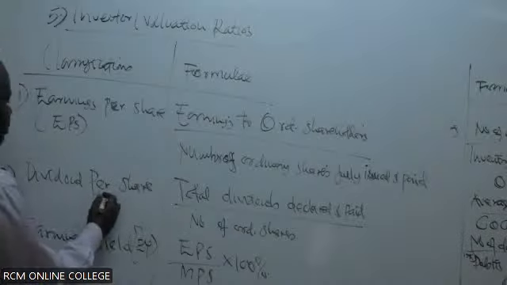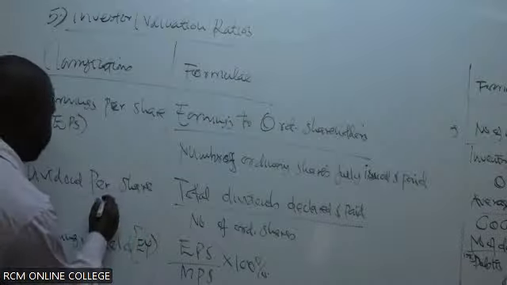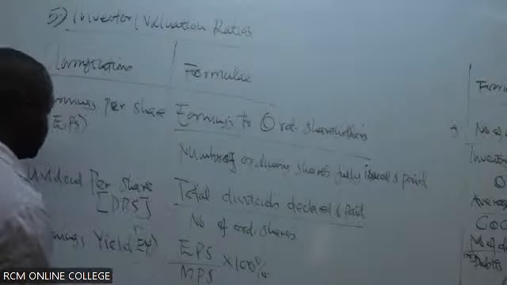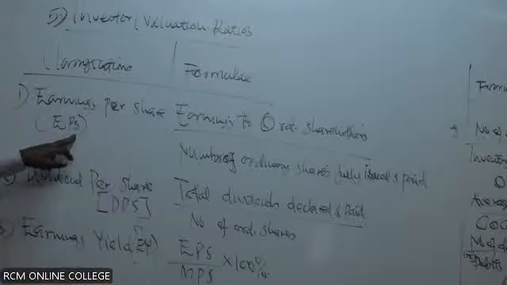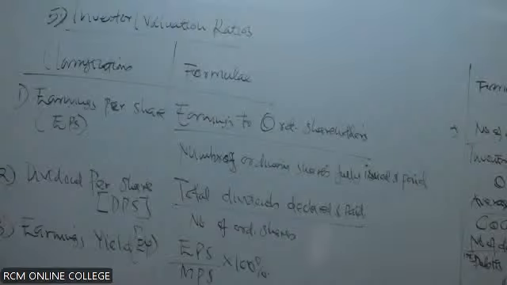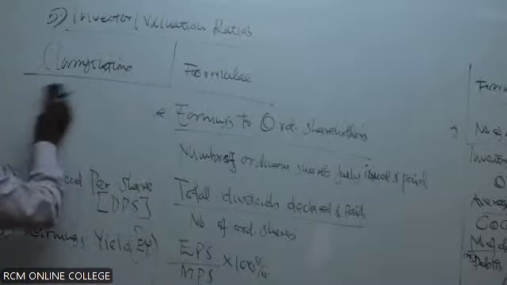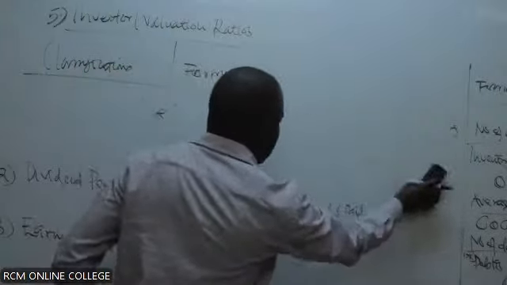This one you can put in brackets. Sometimes you will see somewhere they have indicated DPS. So for the earnings yield, you take EPS and divide by the market price per share. For the dividend yield, which is number 4 now, you take the DPS over MPS.